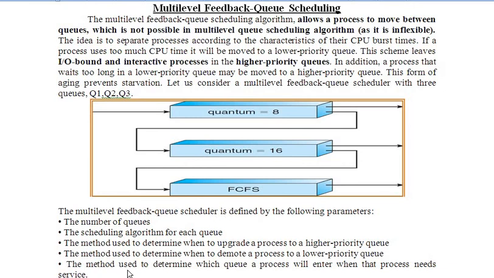And lastly, it also depends on the method used to determine which queue a process will enter when that process needs service. For example, this point can be explained here. As I said, if process 1 in this queue takes more than 8 milliseconds, it will execute 8 milliseconds here, and another 2 milliseconds will be executed in the next queue. So this is what kind of method you are using.